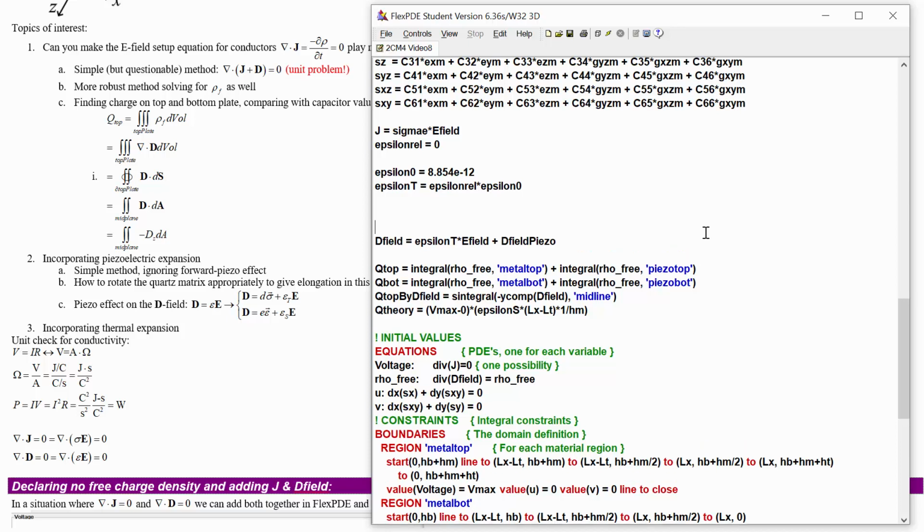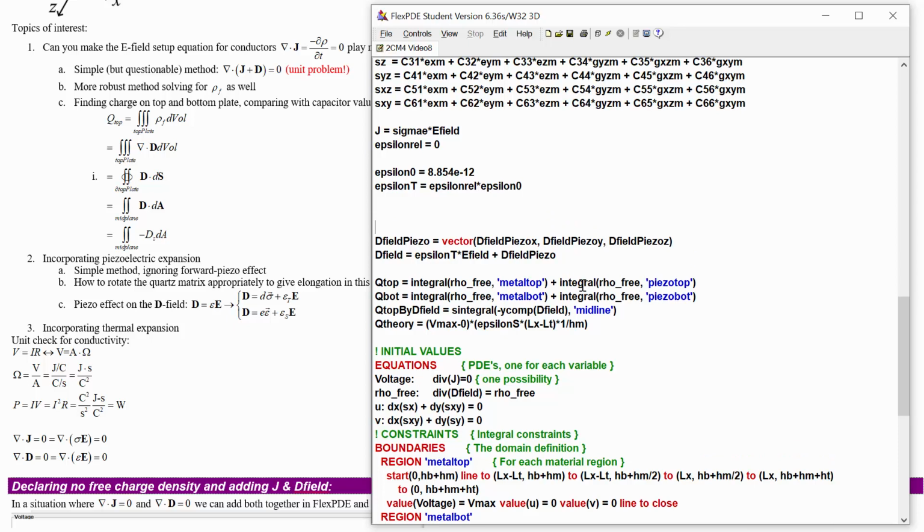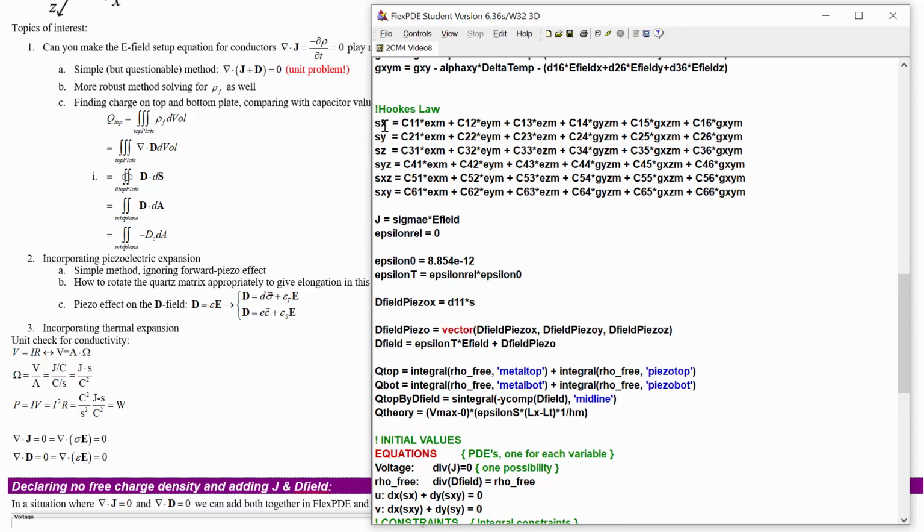we'll need to add in D field piezo, and let's say D field piezo is the vector addition of its X component, Y component, and Z component. Here's what I've got in mind. I'm going to manually write out this matrix multiplication of D times sigma in each of these components. So D field piezo X will be D11 times the first component of sigma, and we can just look at this in this row to remember what order they're in.